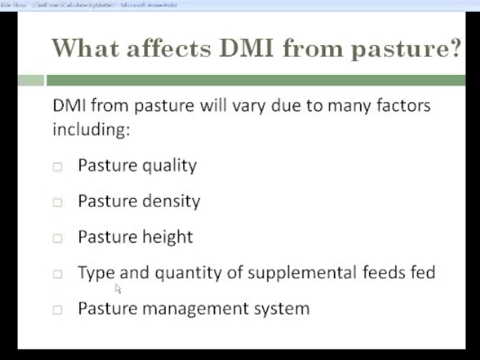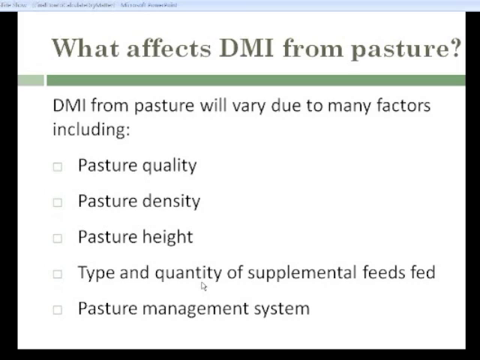Then also the type and the quantity of the supplemental feed being fed will change the amount of pasture that they're willing to eat or able to eat. For example, if you feed the cows a lot in the barn, then obviously when they go out to pasture, they're going to be full and they're going to eat less pasture. But it's even more interesting than that. The type of feed that you feed can also limit their desire to eat out in the pasture.